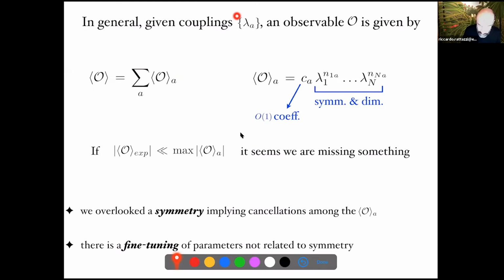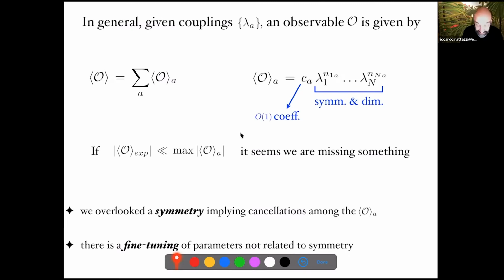Functions of your expression that, normally in the simplest case, are just polynomial expressions or monomials of your couplings. Each of these contributions will be a product of couplings with a numerical coefficient. A numerical coefficient can be 100, 10, or 10 to the minus 2, but we can call them order 1. They're just numerical. And then there are the couplings, which could be large or very small.